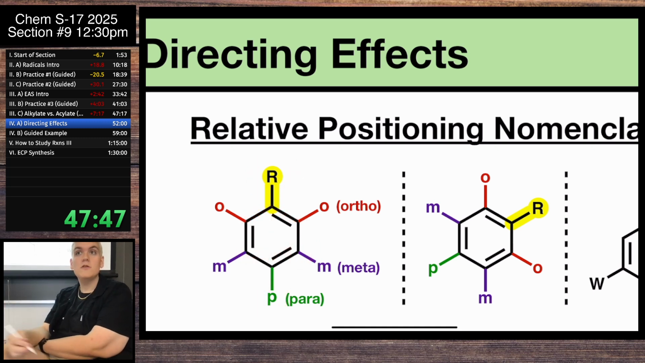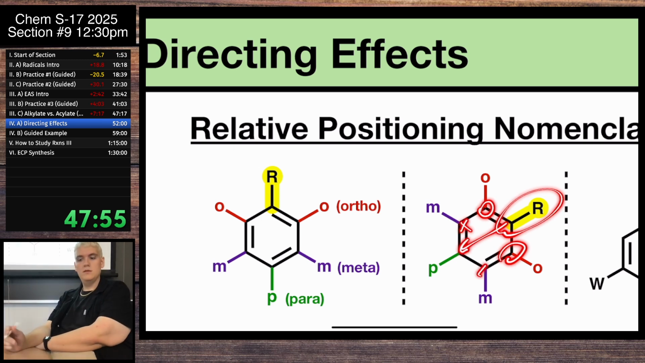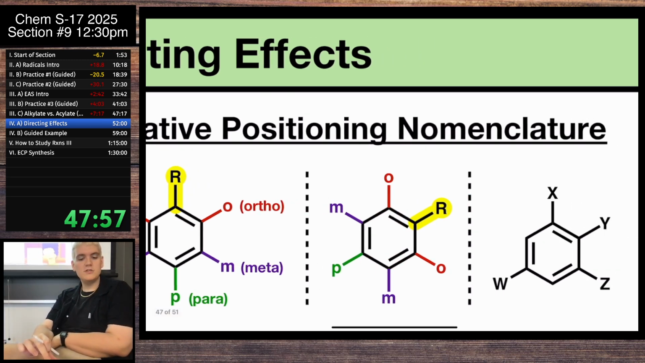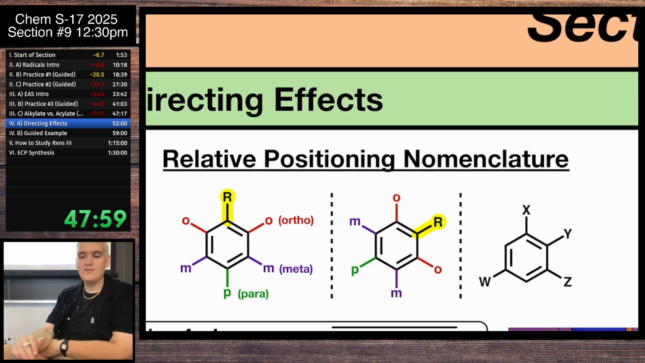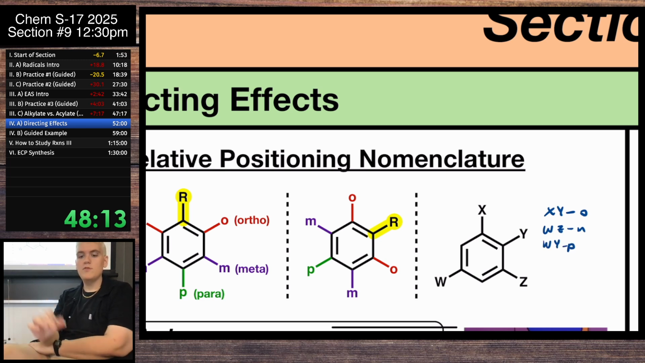That depends on wherever our thing is on the benzene ring. So if our thing is over here, then ortho is next to it, para is across, meta is in the middle. It really just depends on whichever two things we're talking about, since it's relative naming. So what's the relationship between X and Y? Ortho. What about W and Z? Meta. What about W and Y? Para. Great. So relative nomenclature.